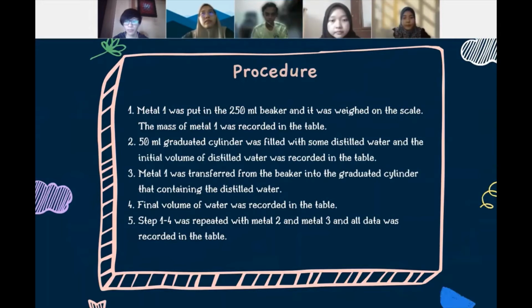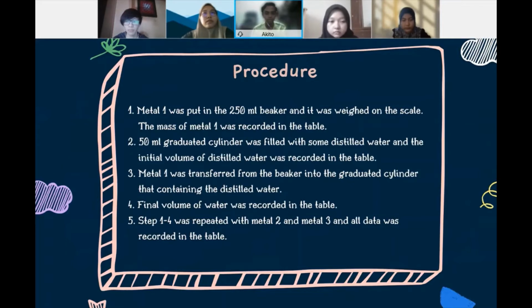Okay, my name is Muhammad Adam Fahmi. The procedure goes as step 1, metal 1 was put in the 250 ml beaker and it was weighed on the scale. The mass of metal 1 was recorded in the table. For step 2, a 50 ml graduated cylinder was filled with some distilled water and the initial volume of distilled water was recorded in the table.